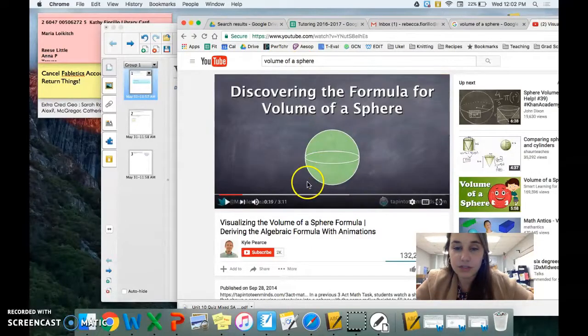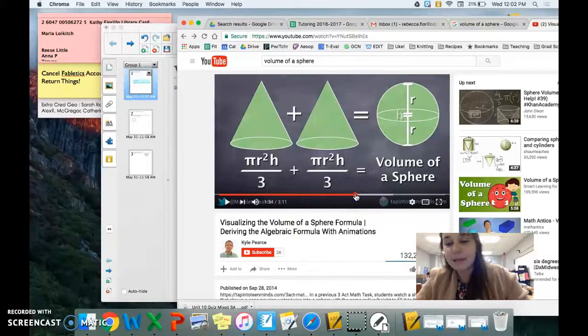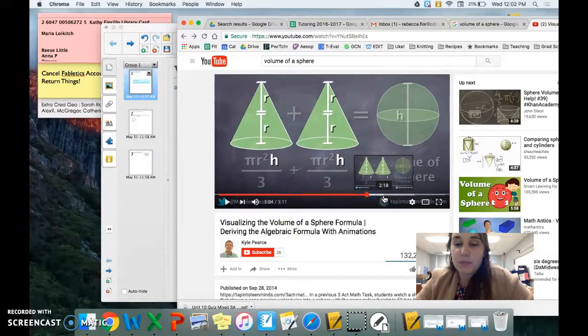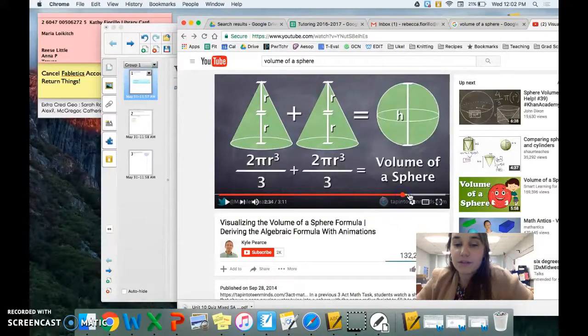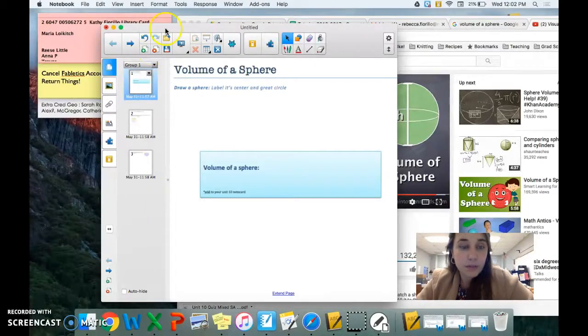So it's essentially two cones, and then they show you how if you add the volume of these two cones and just pretty it up, that gives you the formula for the volume of the sphere. You can watch that as slow or fast as you want. There are other ways to derive it, but I like this one. So it's 4/3 pi r cubed. Let's remember that and put it in our notes.